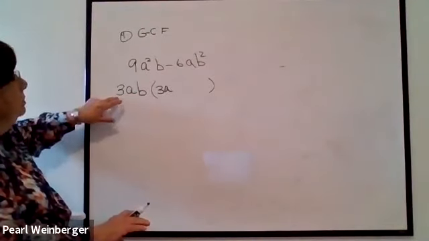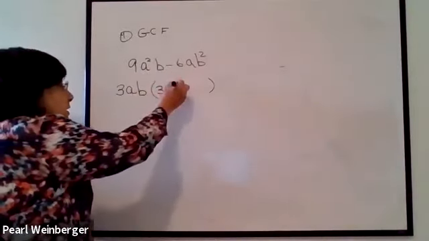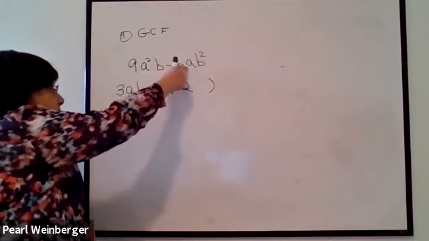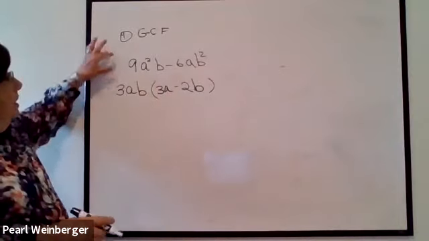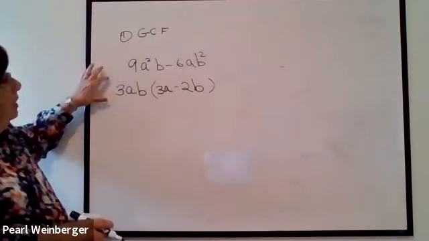Now I go and do the same thing with the second term. 3 into negative 6 is negative 2. Now the A's cancel out because 1 minus 1 is 0. But the B into the B squared is B. So factoring out the greatest common factor gave me my final answer to be 3AB times 3A minus 2B. We have factored this polynomial.